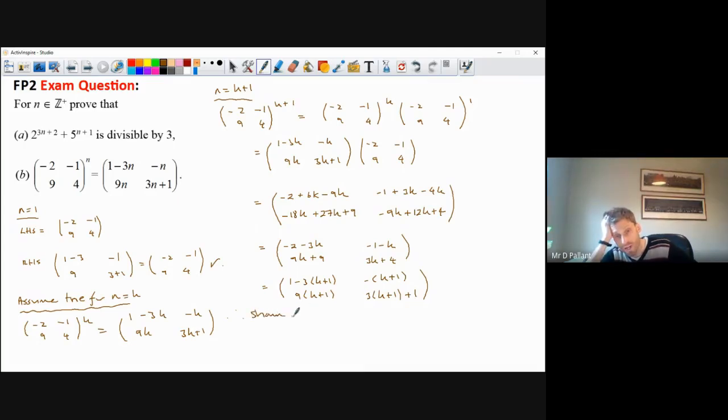It's good to keep writing it down. Showing that if true for n equals k, then true for n equals k plus 1. As true for n equals 1, it must be true for all positive integers.